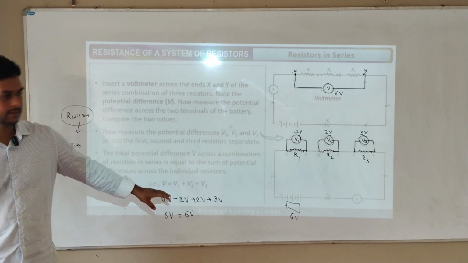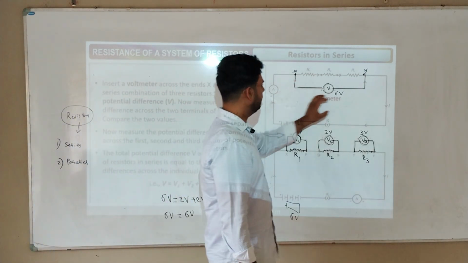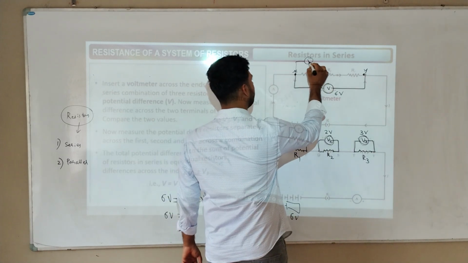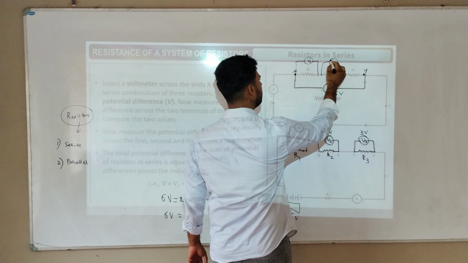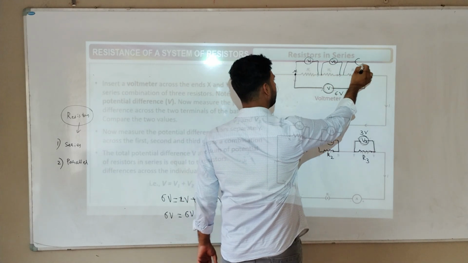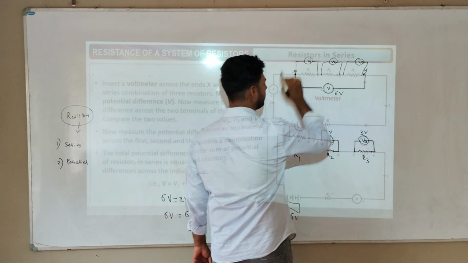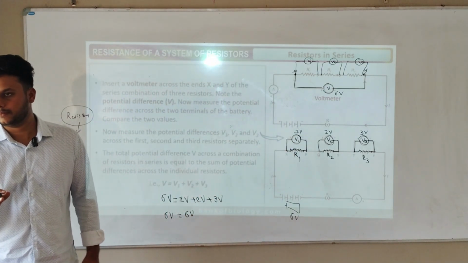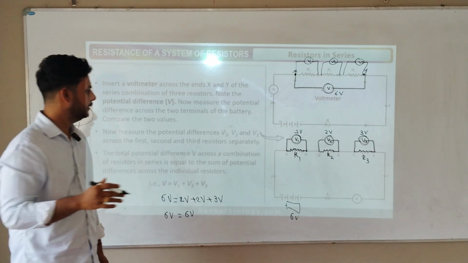Is it simple? If you connect directly, you will get directly 6 volts. Now if we connect one by one, here V1, here V2, here V3, connected like this, then all of these have to be added. If you add that, we will get back the same. Any doubts? Any doubts? Okay.